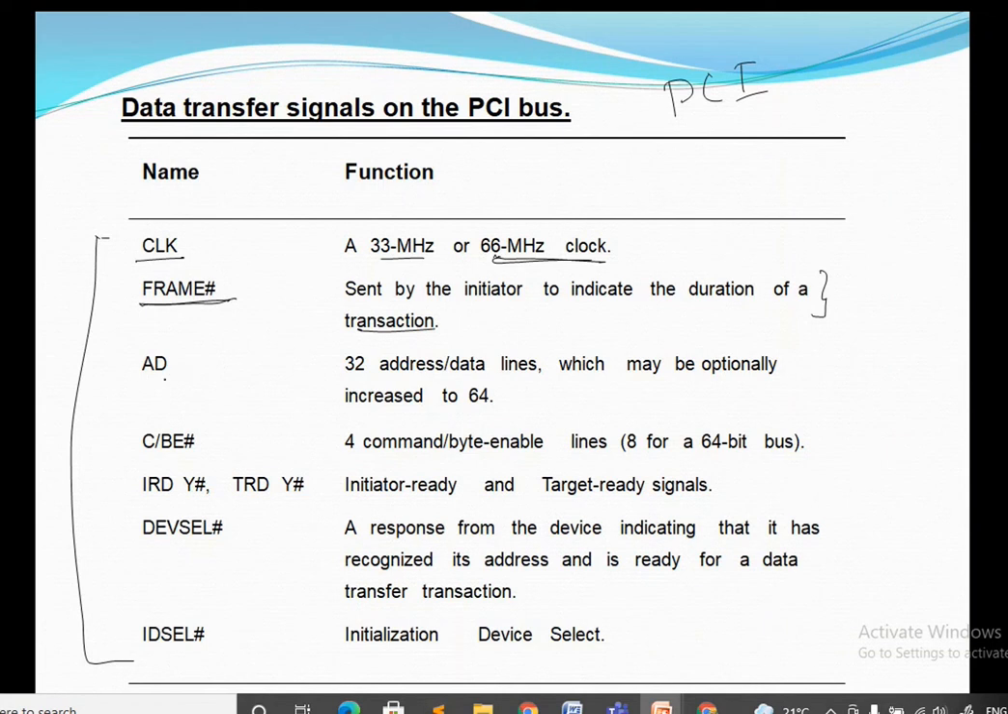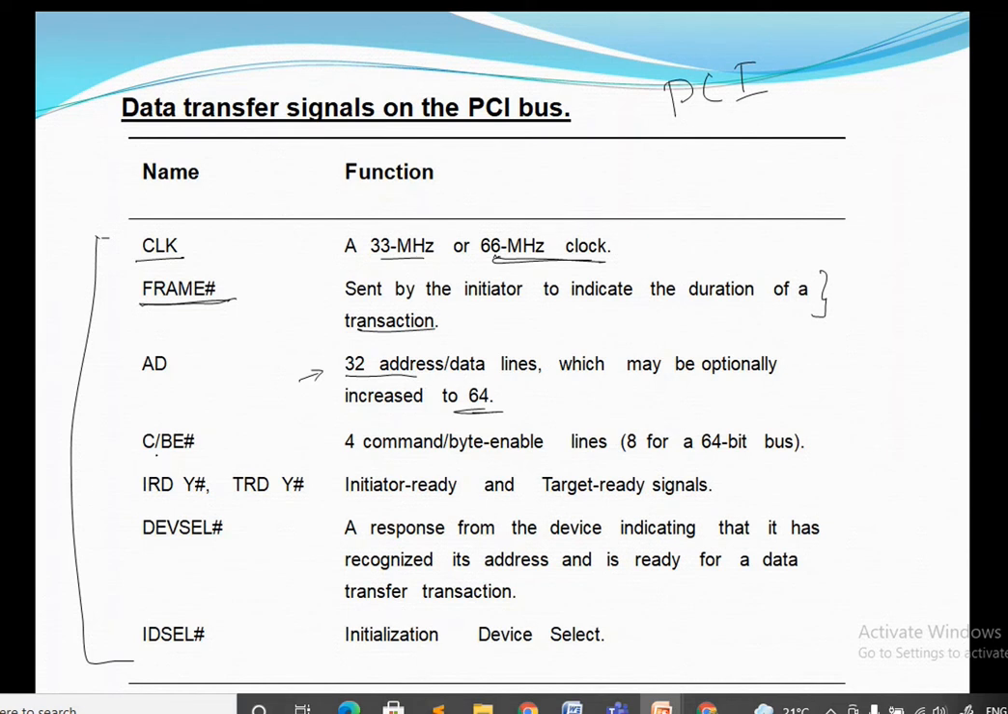Next, AD. AD indicates an address. So what is the address size? Normally it is a 32-bit address line, or it may be a data line, which may optionally be increased to 64. Okay, but we are discussing a 32-bit address in all the topics. Let's consider only 32-bit address here.